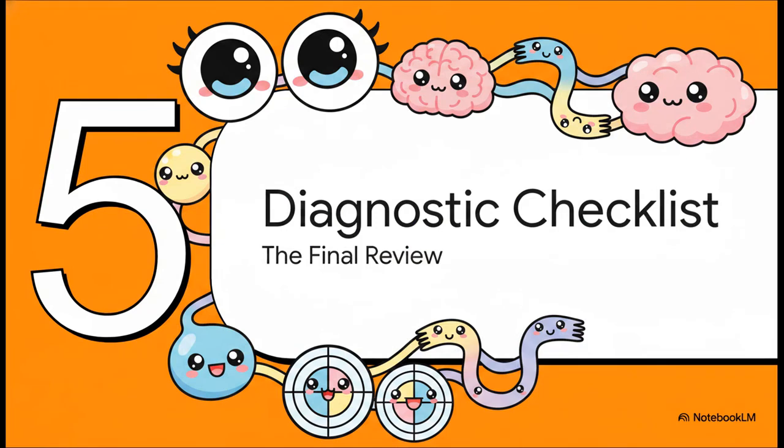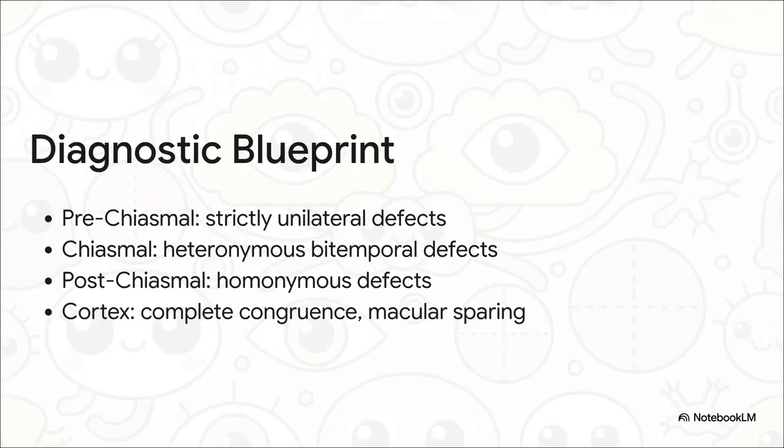Let's pull all these distinct clues together into one actionable plan. This is your rapid-fire diagnostic blueprint to use in the clinic. Commit these golden rules to memory right now. If the defect is strictly unilateral, the lesion is prechiasmal, so focus on the eye and the optic nerve. If it's a bitemporal heteronymous defect, the lesion is at the optic chiasm. Start thinking about a pituitary tumor.